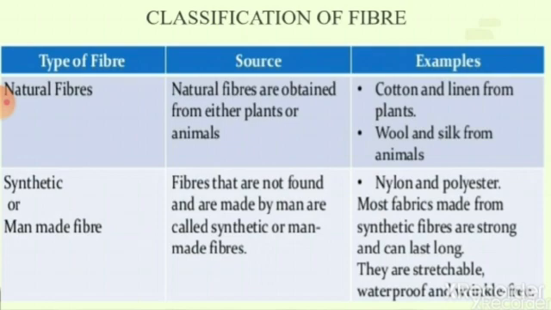Synthetic or man-made fibers are fibers that are made by man. Man made them, and so they are called man-made fibers. For example, nylon and polyester. These nylon and polyester are generally used in all our waterproof materials, where it is easy to dry and it is very long lasting, very stretchable and wrinkle free. So this is the special advantage of man-made or synthetic fiber.